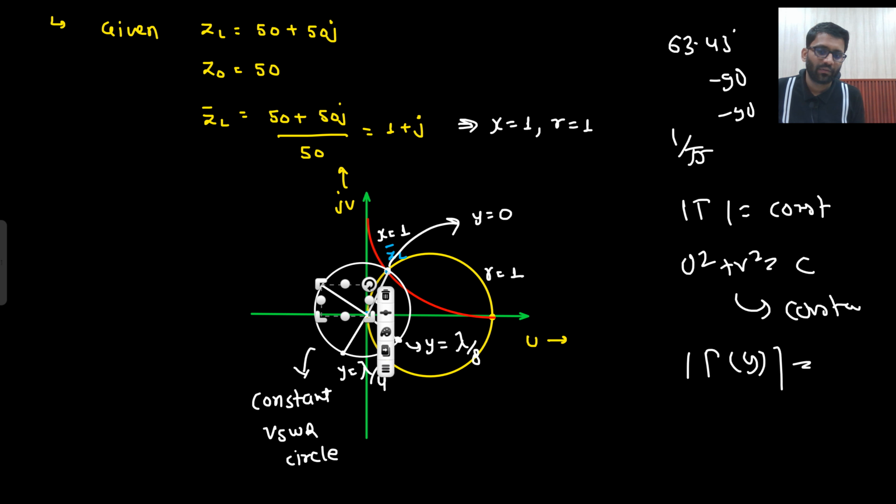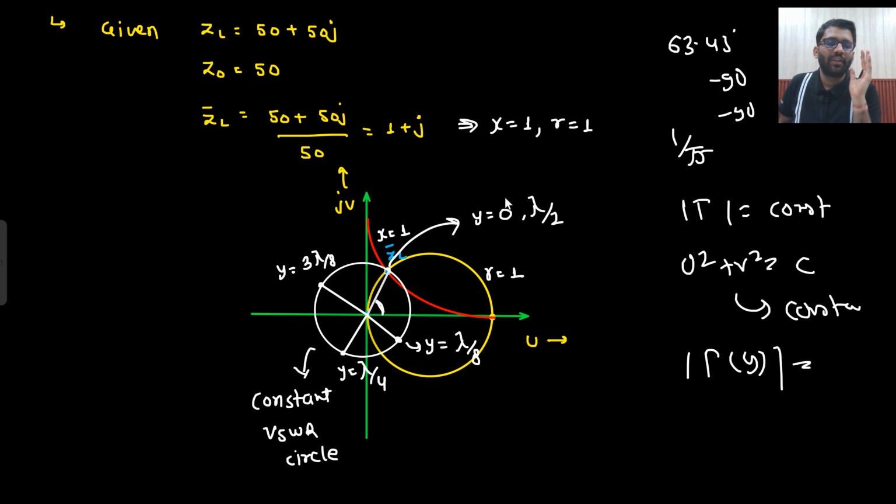270 degree means, from this point I have worked for 90 degree, then I have reached lambda by 8. If I have worked for 180 degree, then I have reached lambda by 4. If I have worked for 270 degree, that means I have reached 3 lambda by 8. And then again at lambda by 2. So did you understand how do you draw a constant VSWR circle?